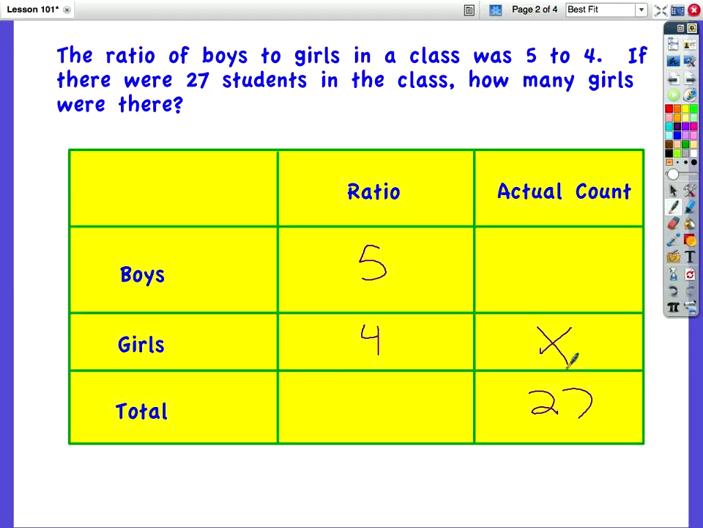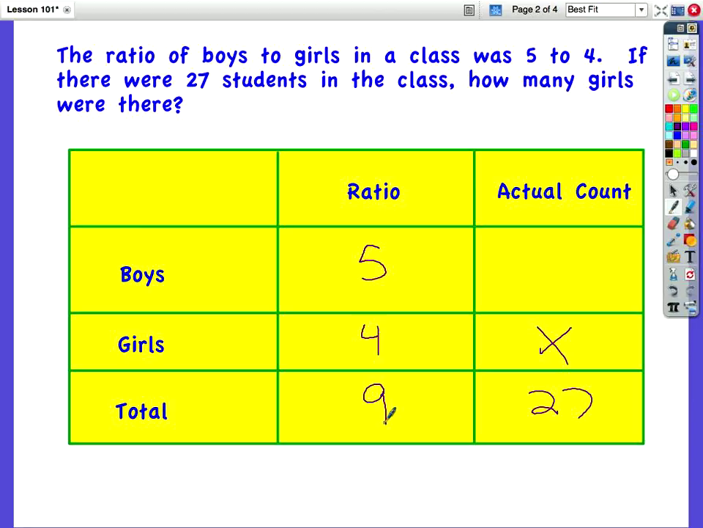Now I still have two blank boxes in here. Right now, I look at the actual count for the boys, and I have no way of finding that. If I look at my total for the ratio, I can just take this 5 plus the 4. There's going to be 9 parts total, because there's 5 parts boys and 4 parts girls.